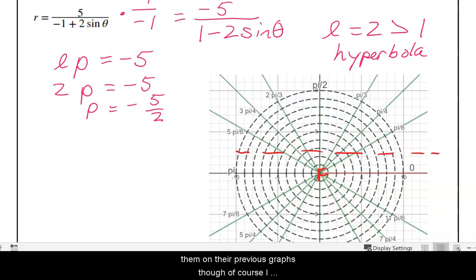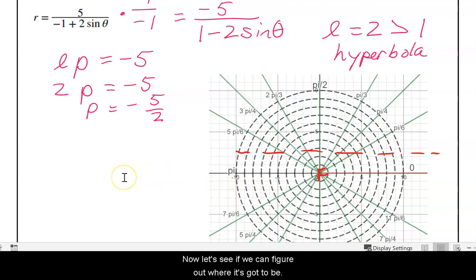You'll notice I did not draw them on the previous graphs, though of course I could have by computing the location of the other focal point and then measuring its focal parameter distance away from that focal point. In this case, what we're trying to find is the graph of the hyperbola. Remember that the back of the hyperbola will be turned towards the directrix lines. That means that one branch of the hyperbola must be curving this direction and this direction. Again, it is opening vertically because we have sine involved.